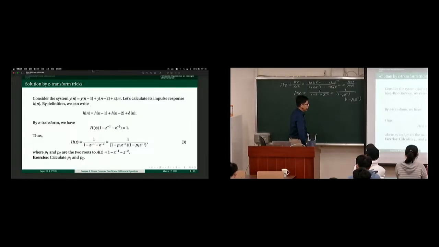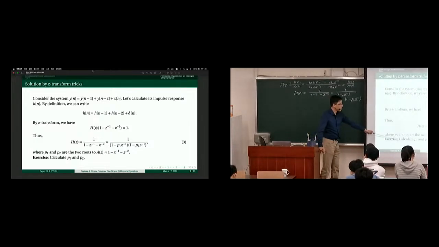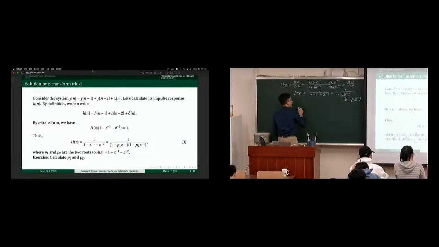And here comes a small exercise. Let's calculate exactly what P1 and P2 are. That's the next step. We need to figure out what P1 and P2 are.